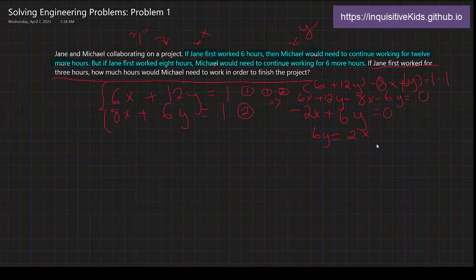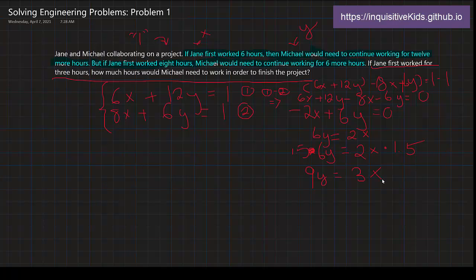Well, we just have to multiply 1.5 on both sides of the equation. We multiply it by 2x, we also have to multiply it to 6y times 1.5. Now we simplify, that gives us 9y is equal to 3x. Boom, we've solved the problem.